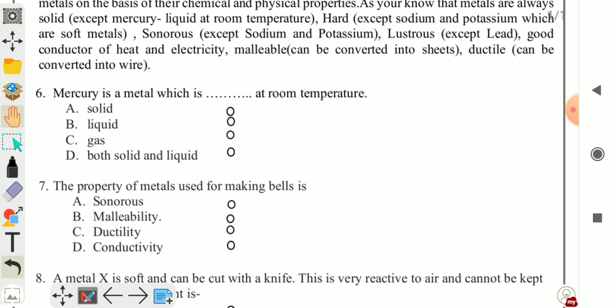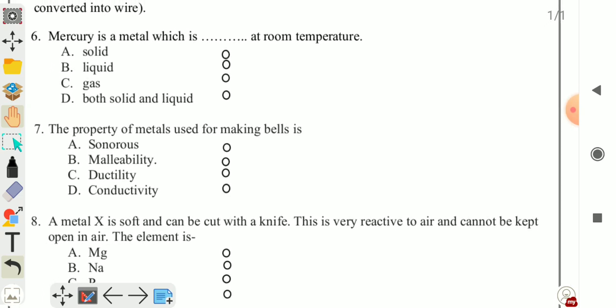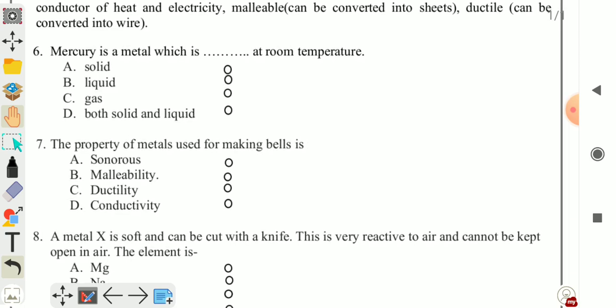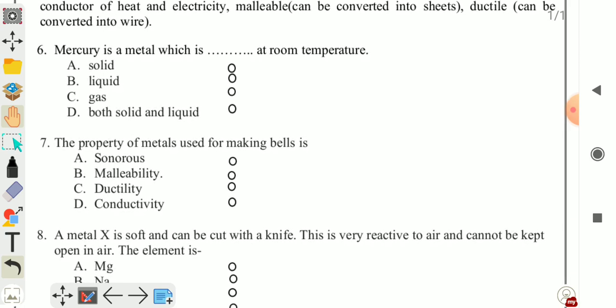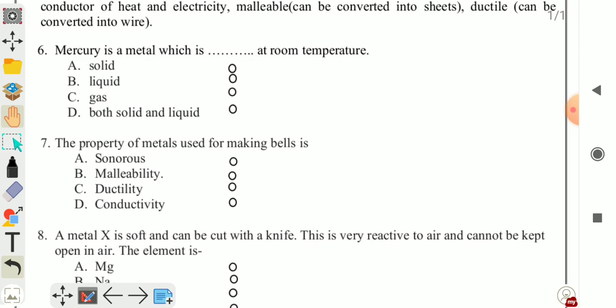On the basis of this paragraph, you have to choose the correct answer of the given question. First question is question number 6. Mercury is a metal which is dash at room temperature. Mercury क्या होती है बच्चों? It is liquid at room temperature. So correct answer will be B, liquid at room temperature.